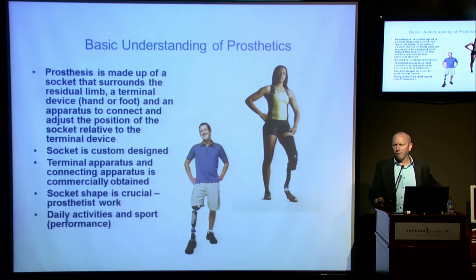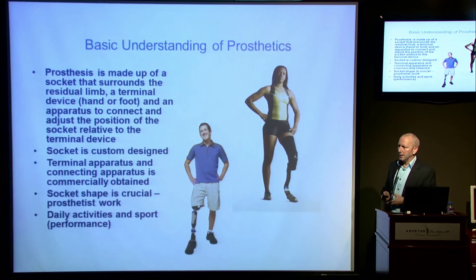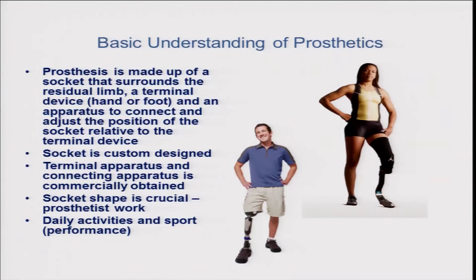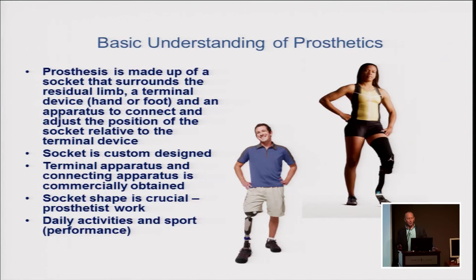But I was preparing today for a group of medical people who perhaps had no prior experience in prosthetics and people who are limb deficient. So let me just start at the beginning and say that a prosthesis is made up of a socket that surrounds a residual limb, and it has a terminal device. A terminal device could either be a hand or a foot, and then there's an apparatus to connect and adjust the position of the socket relative to that terminal device. The socket is perhaps the most important part because that is what is custom made.